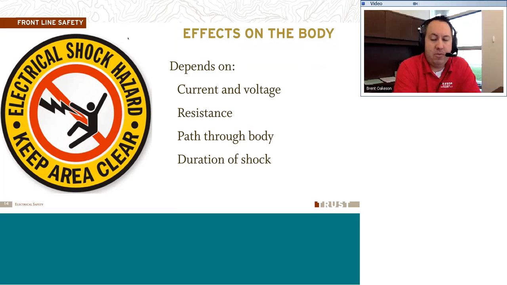So what happens with electricity as it passes through the body? A couple of things, and there are some factors that determine the effect of it. One is the amount of current and the voltage passing through you, and possibly some resistance. If you've got insulation, say some good gloves or something like that, there's certain resistance that can reduce the effect on the body as far as the severity. But the path through the body makes a big difference.